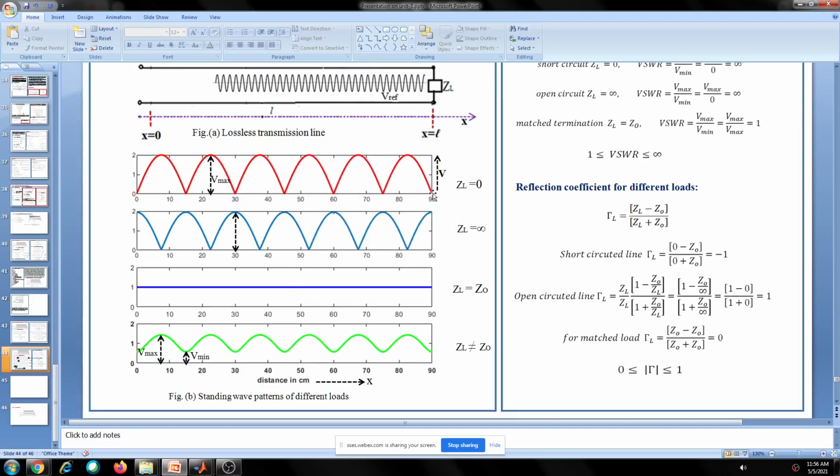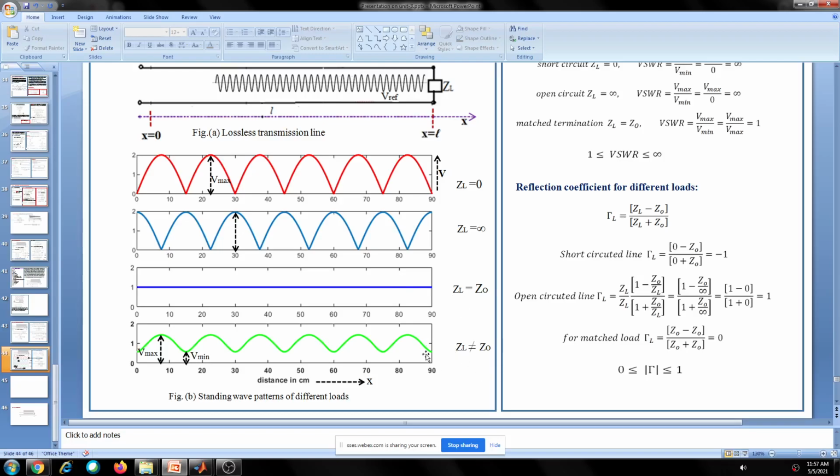For a short, it started with 0 here, but for open it started with a maximum, and the minima value is 0 here also, but the maximum can take any value. But the minima positions and maxima positions are different. Here first maxima comes, but here the first is a minima itself at the load point. And for Z0 connected here, this is one straight line. There is no variation of voltage. Only the incident wave will be there, there is no reflected wave, so automatically the traveling wave amplitude is constant.